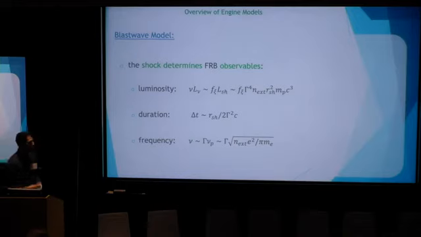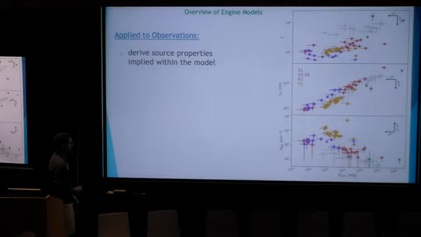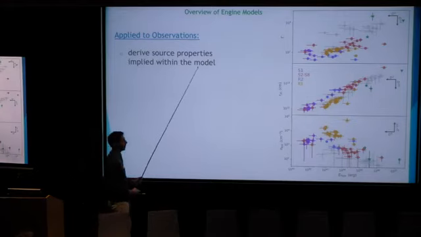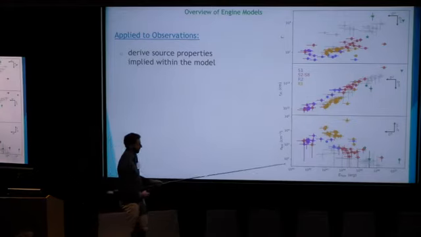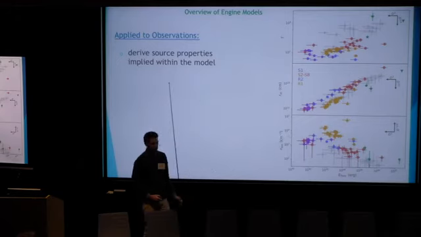What kind of Lorentz factors and densities do we infer if we apply this to actual observations? That's what we did, and I'll show you some of the results that we found. This is one plot showing the derived properties. It's a messy plot, but what it shows is, as a function of burst energy, again, this is isotropic equivalent, okay?